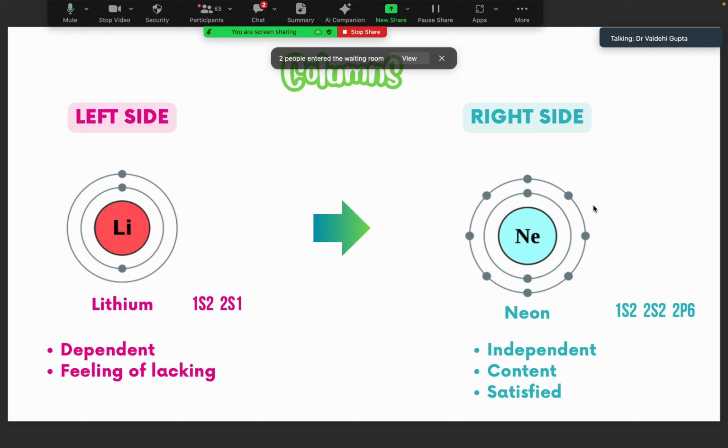So the outer shell of lithium has just 1 electron because it belongs to column 1, and neon has 8 electrons in the outer shell because it belongs to column 18. So lithium needs 7 more electrons to complete the octet, while neon doesn't want any electron. They already have 8 electrons. That's why lithium is dependent, neon is independent. In lithium, there is a feeling of lacking, but there is no such feeling in neon. They are content, they are satisfied.